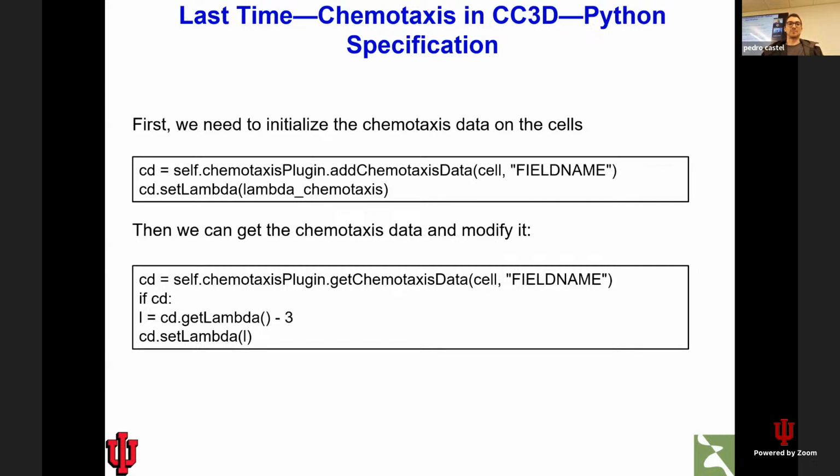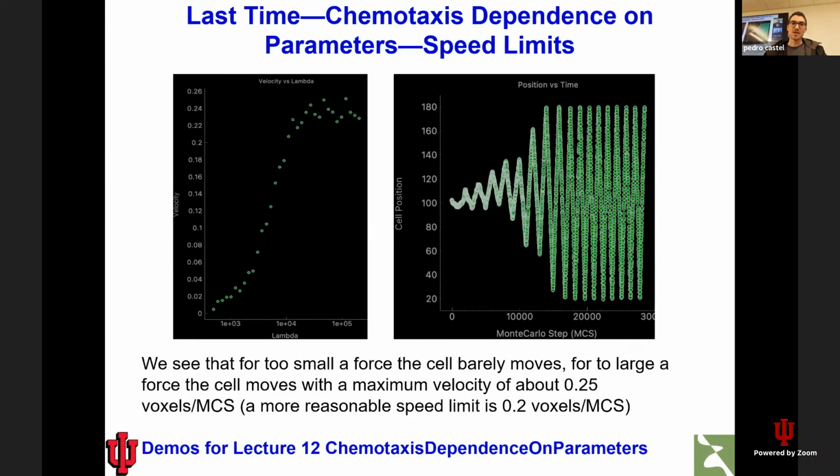We talked about how to specify chemotaxis, and the lambda chemotaxis is basically the strength of the force applied to the cell contours. You can specify that both in XML and in Python using this syntax. We saw that.